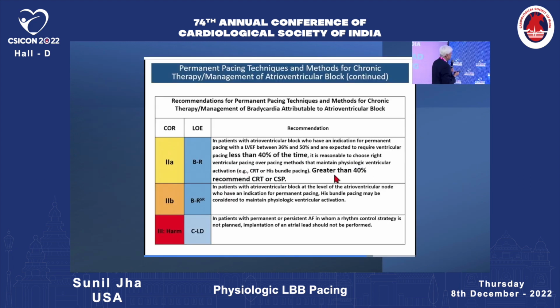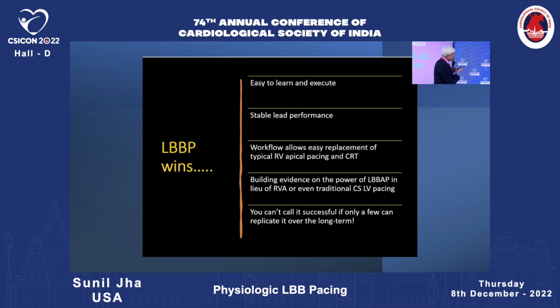Yes. So this is the current guideline: whenever you have a chance of greater than 40% pacing in the RV, we go for left bundle branch pacing. Anyway, this is my last slide. Left bundle branch pacing wins, is easy to learn and execute, with stable lead performance. The workflow allows easy replacement of typical RV apical pacing in CRT, building evidence on the power of left bundle branch area pacing in lieu of right ventricular apex or even traditional CS lead pacing.